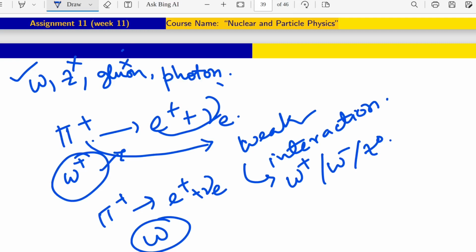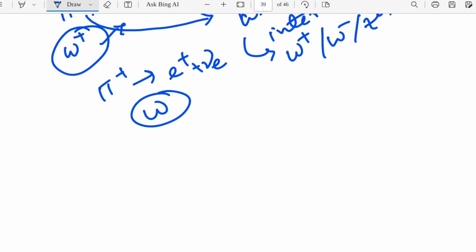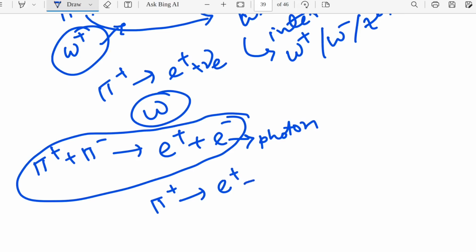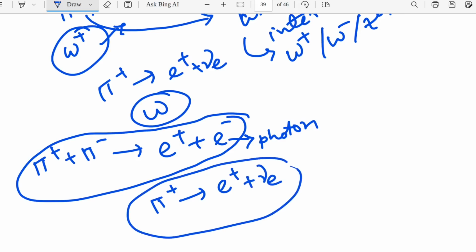Now coming to the photon. Photon can take place when, let's say, pi plus pi minus is going to E plus E minus. In that process, photon can take place. But as it is a decay process, like E plus nu E, in that case photon will also not be the correct one. So the correct one will be only W boson.